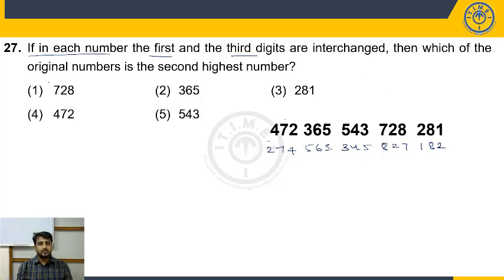Now, which of the original numbers is the second highest number? Among these, which is the second highest? 563 is the second highest. But this is obtained from where? 365. So, 365 is the second highest number after applying these conditions. 365, choice 2, because they are asking for the original number. Which original number will become the second highest number after applying these conditions?